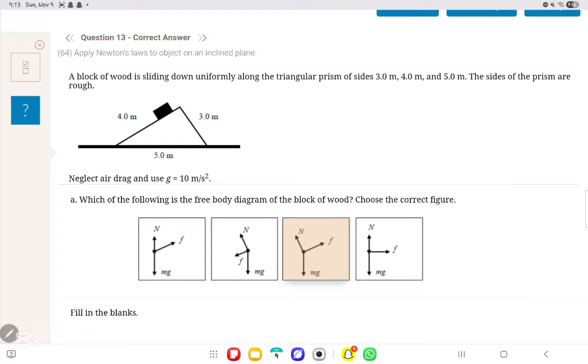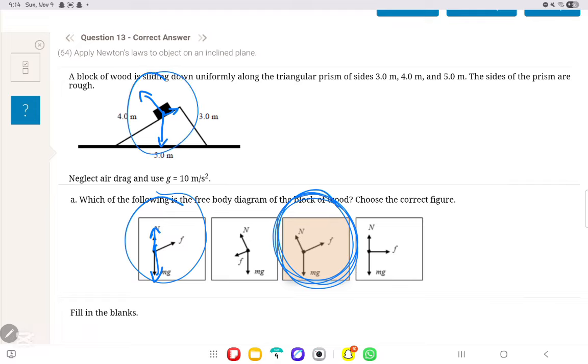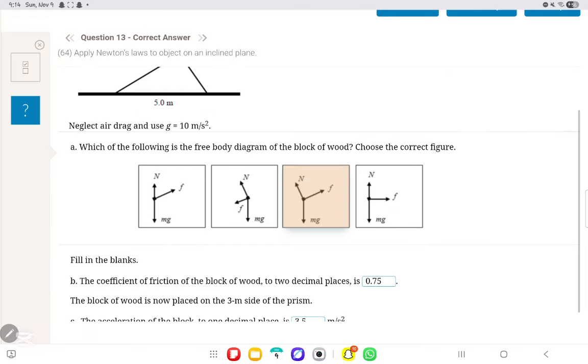First of all, we need to locate all of the forces. We first have the weight, the normal push, and because they said rough, we have some friction as well. So this is how our free body diagram is supposed to look. Now, why did they not choose this? Because here the normal push is directly balancing the mg. No, that's not the case. The normal push is not directly balancing the weight, because it's on an inclined plane. So this is the correct answer.